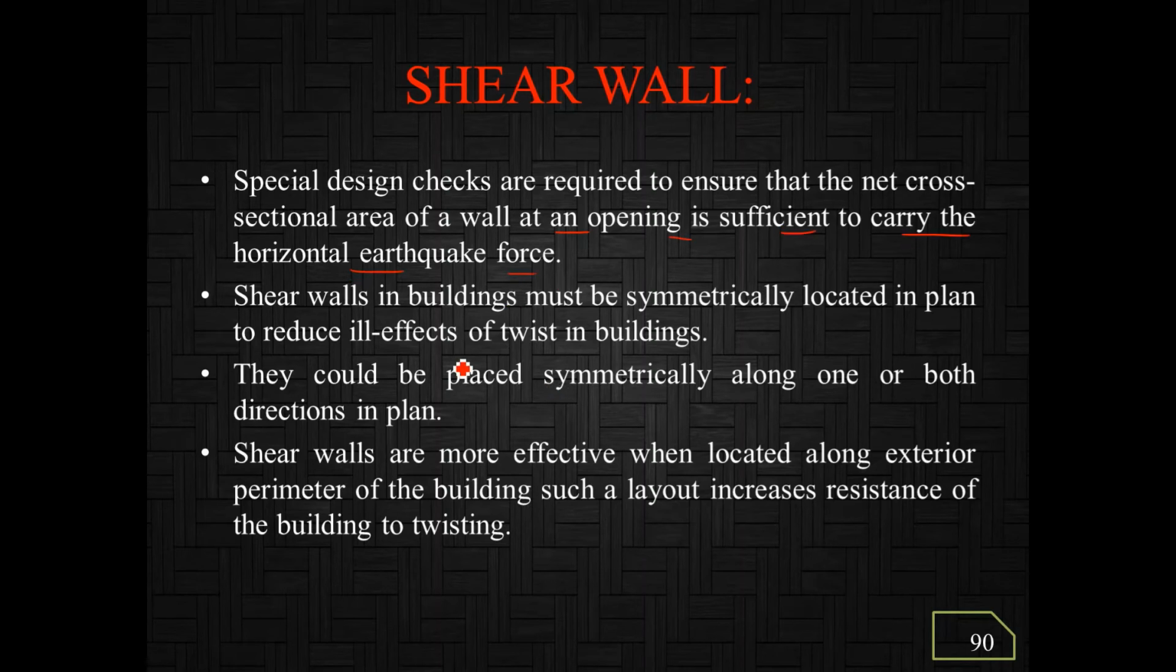Shear walls in a building must be symmetrically located in plan to reduce the ill effect of twist in the building. They could be placed symmetrically along one or both directions in the plan. Shear walls are more effective when located along the exterior periphery of the building, as such a layout increases resistance of the building to twisting. Okay.